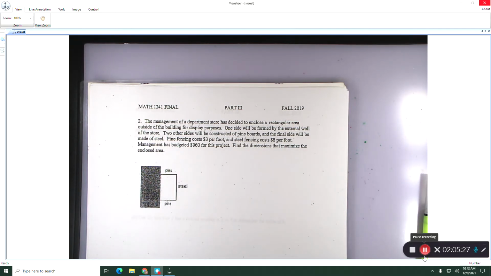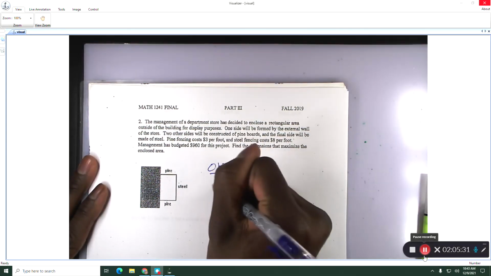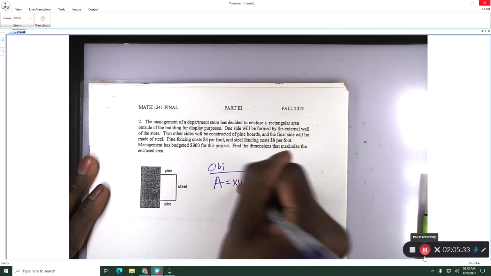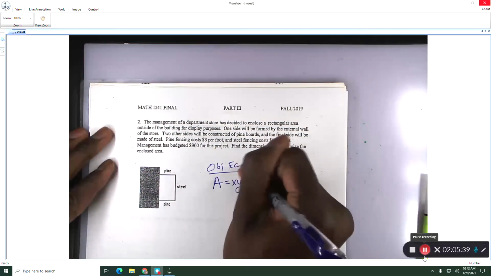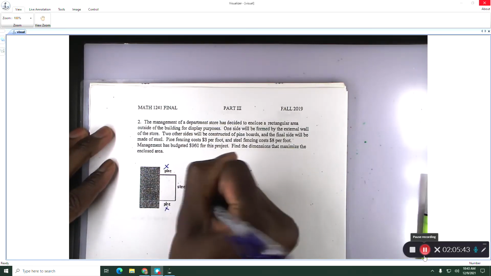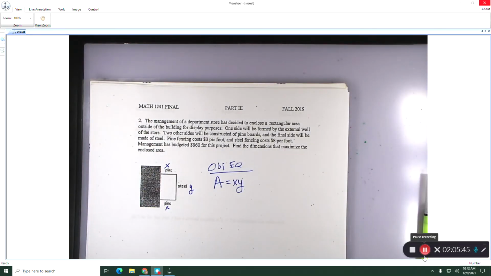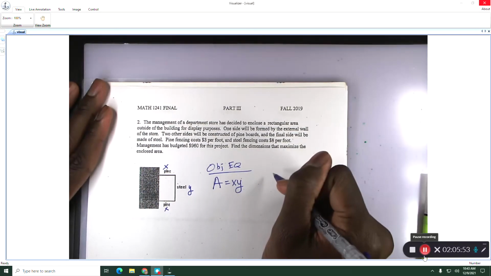So, our objective is to figure out the maximum area we can get. I'm going to call the sides X and Y. I'm going to call this side X and this side Y, just because X is horizontal and Y is vertical. It could be the other way around. Now, what else do I know?